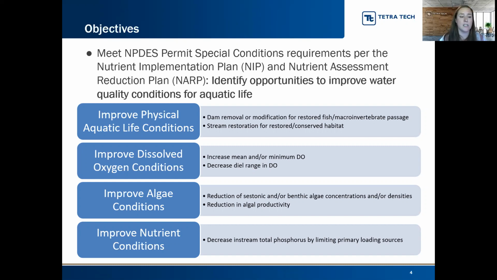Improving algal conditions is another element of the project as well. We wanted to see, is there a reduction in both floating and attached algae in these systems? And there's a couple different ways we can look at that as well. And then improving nutrient conditions is kind of the primary vehicle for us to approach some of these ways to improve aquatic life. So what is the way to decrease in-stream total phosphorus, and what is going to be the lowest hanging fruit to get there?